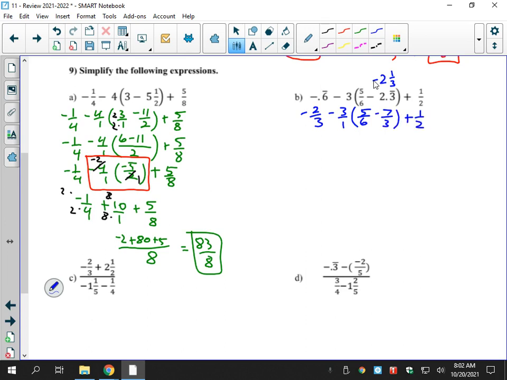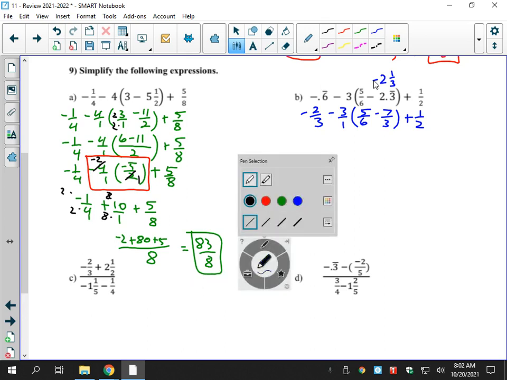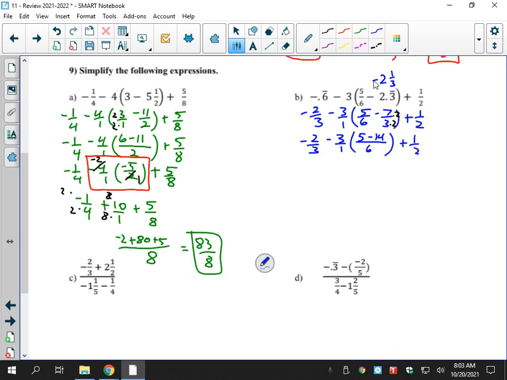Working inside those parentheses, getting our common denominator, which will be 6. So continuing, we're going to have negative 2/3 minus 3 over 1 times 5/6 minus 14/6 and plus 1/2. So continuing, negative 2/3 minus 3 over 1 times negative 9 over 6. We notice that can be reduced. So you can reduce that right there if you want to.